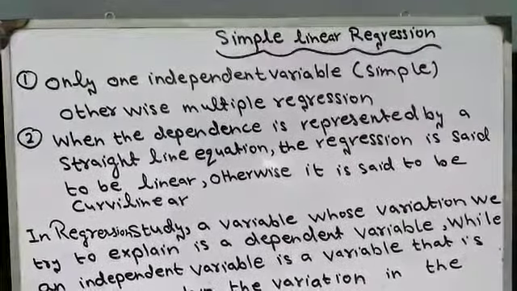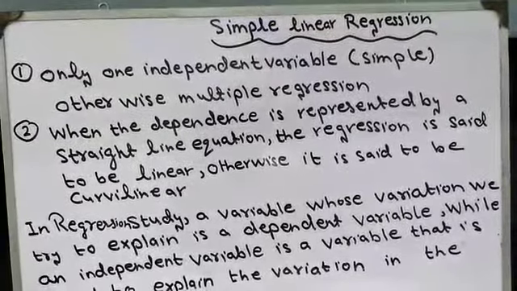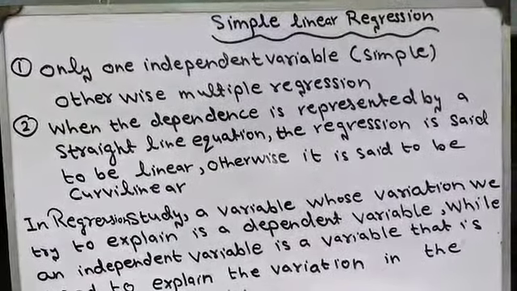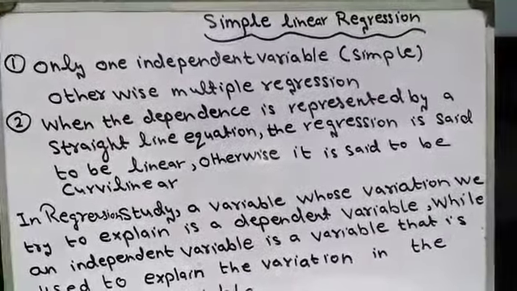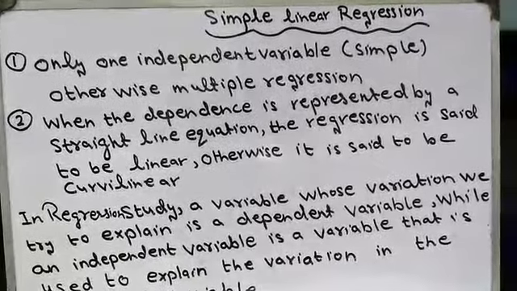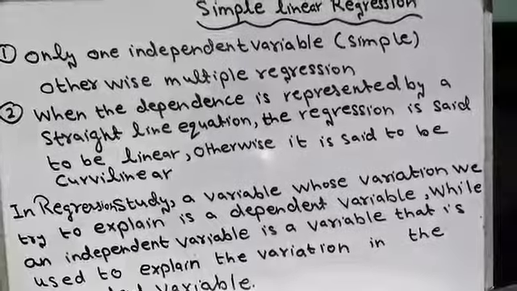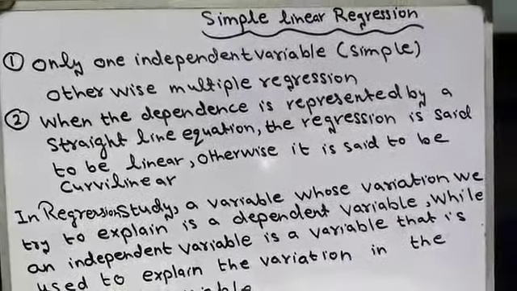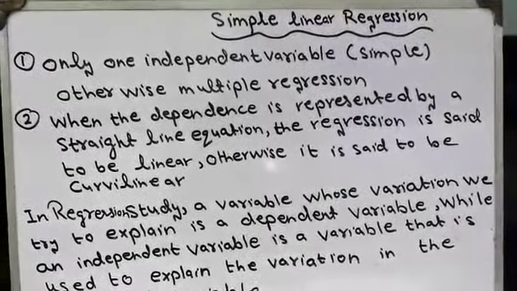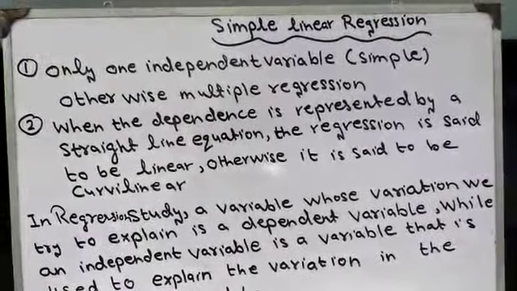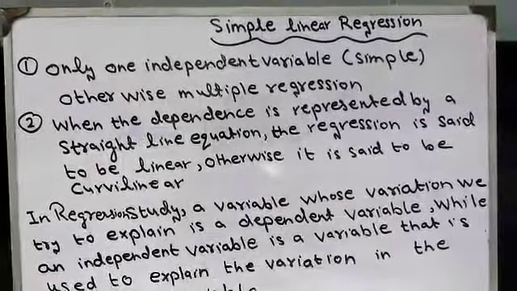Simple linear regression. When there is only one independent variable in regression analysis, then it is called simple regression, otherwise multiple regression. When the dependence is represented by a straight line equation, the regression is said to be linear, otherwise it is said to be curvilinear. This means that when there is only one independent variable and the regression is represented by a straight line, then it is called simple linear regression.